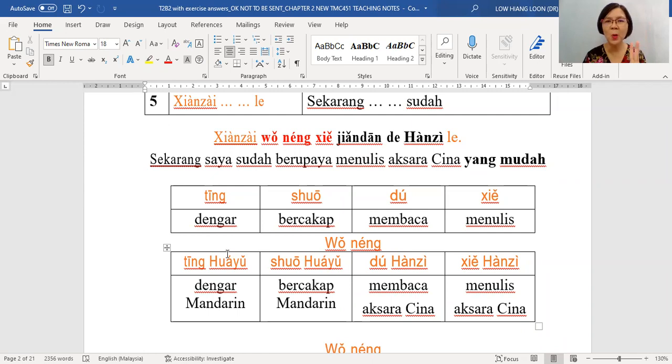Second. 我能说华语. I can speak Mandarin. Then the next, the read and the write. 老师 refers to the Chinese characters. Of course you can read the pinyin one, but for the characters one, 老师 puts it under 3 and 4. Okay, ready. 我能读汉字. Meaning you can read the sentence in Chinese characters. Okay, last one. 我能写汉字. I can write the Chinese characters.